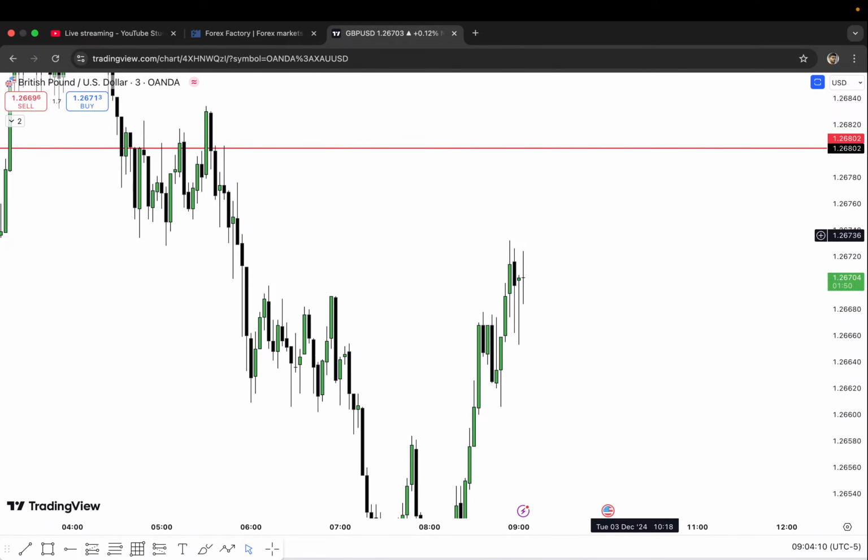So GU will attack the high once again. I think this high, this high will be attacked once again. It should be swept if it wants to go lower. This high should be swept here.